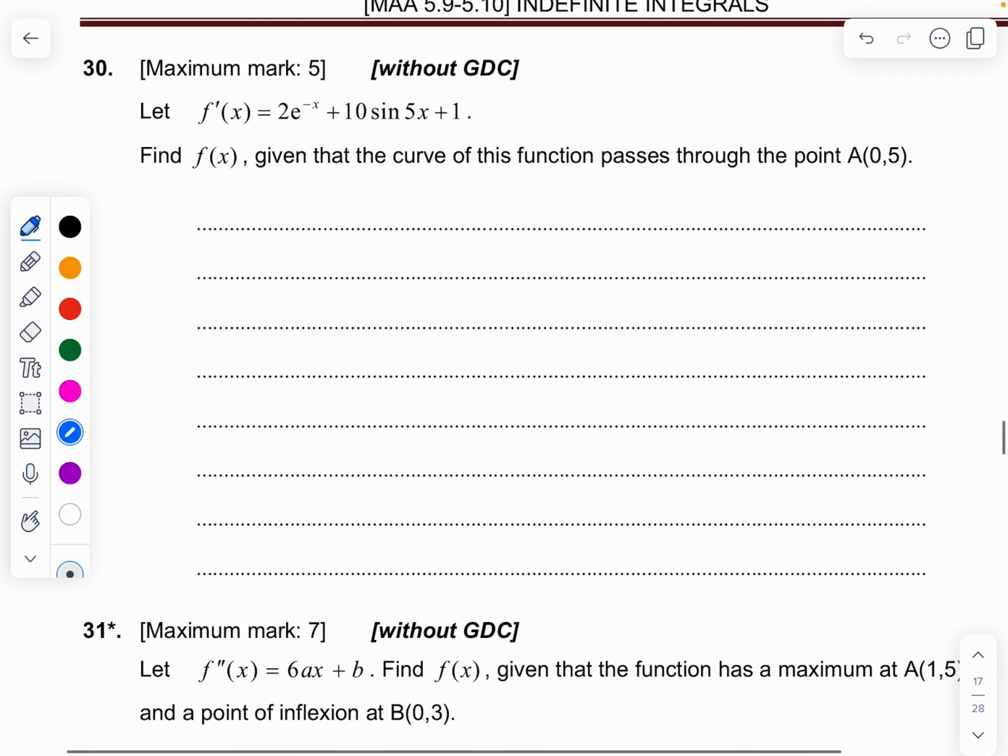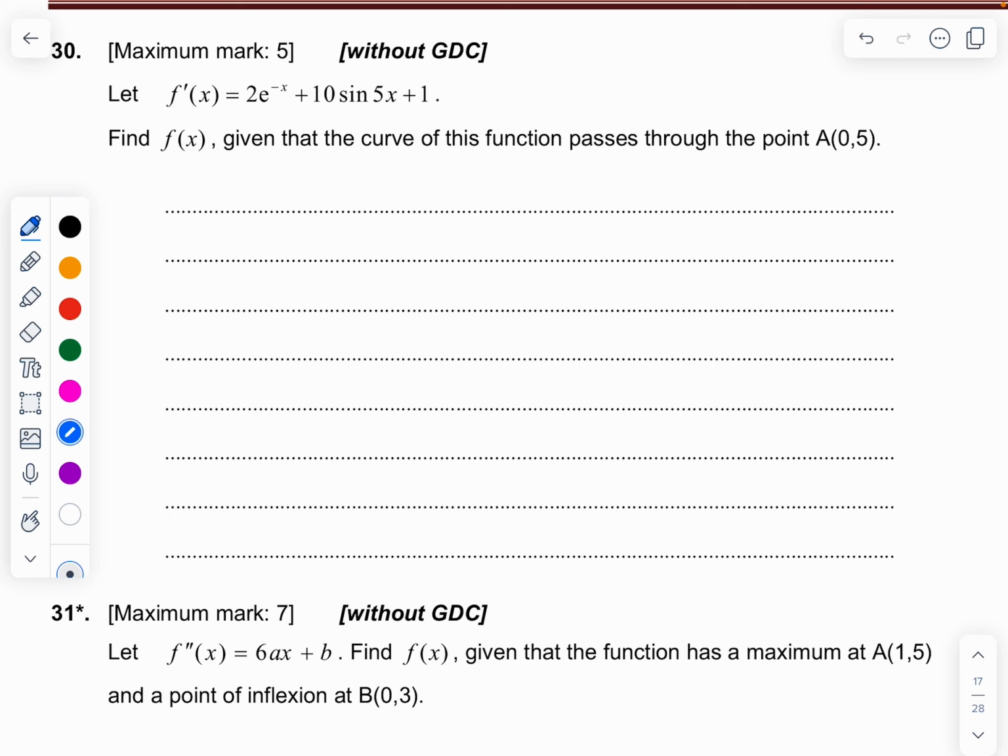Now 29. Now question number 30. We are going to do question number 30. So till now question number 29 has been done. Let's do question number 30.